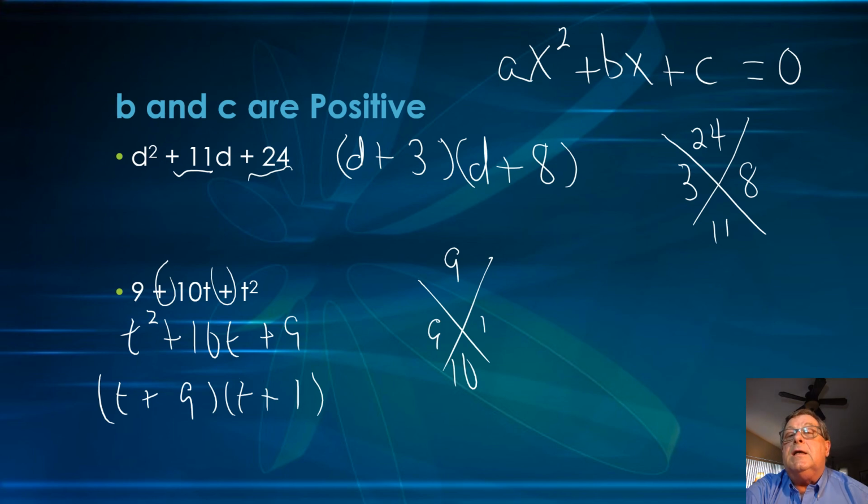Now next up we're going to look at when b is negative and c is positive. A little bit different strategy, but very close to this, as we are going to see.